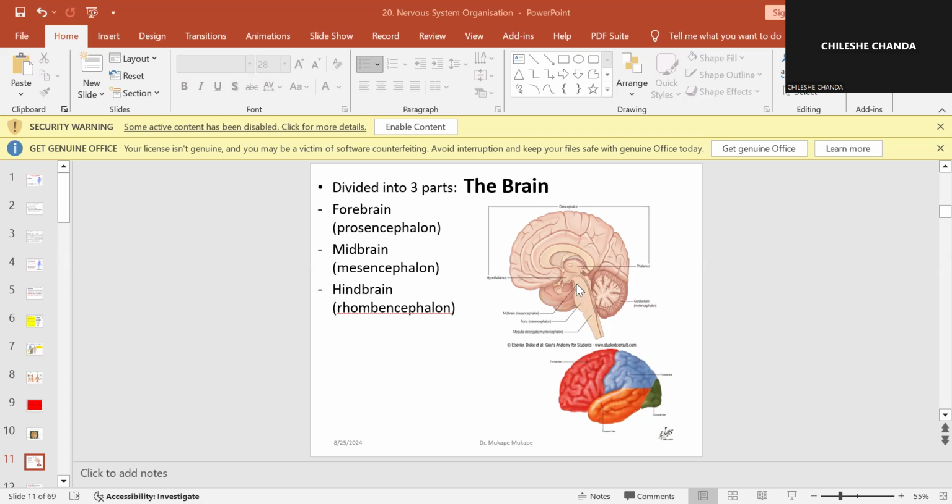Above the midbrain, that is where you're going to find the thalamus. Slightly anterior to the thalamus, that is where you're going to find the hypothalamus, which is connected to the pituitary gland. So this is how we're going to see it. Above the thalamus, that is where you're going to find the lateral ventricles, where cerebrospinal fluid is formed and flows.